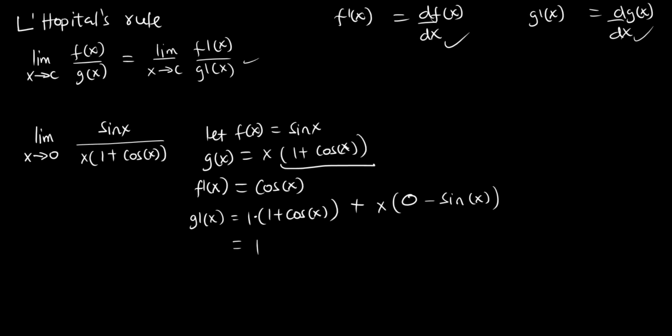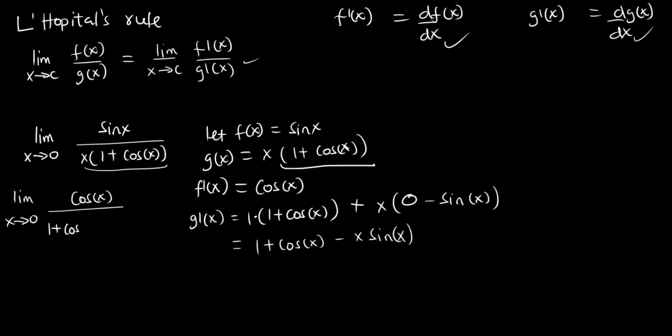So I'm going to have 1 plus cosine of x minus x sine of x. So this is what you have now. Now let's do the substitution and see what you get. I'm going to have the limit as x approaches 0, and after differentiating, you got f prime of x to be cosine of x, divided by the derivative of the function you have down there, which was 1 plus cosine of x minus x sine of x. So let's try the direct substitution.